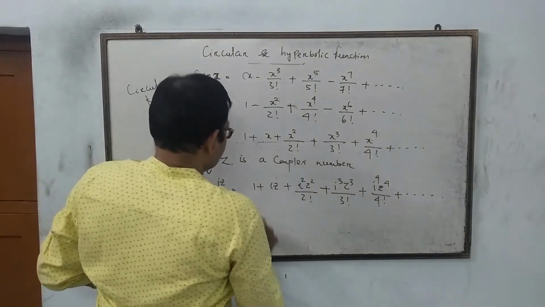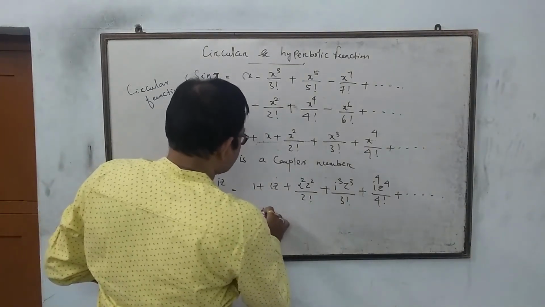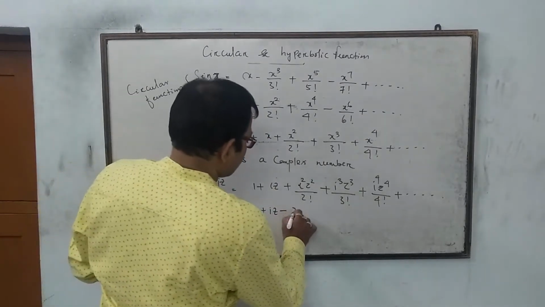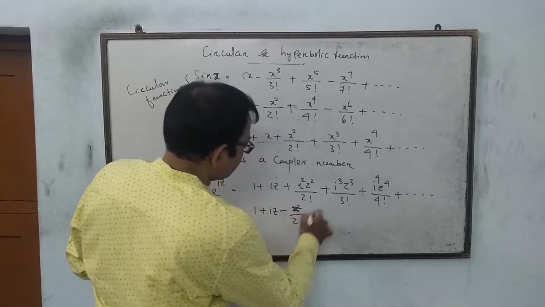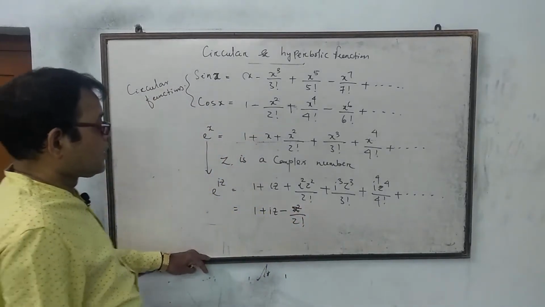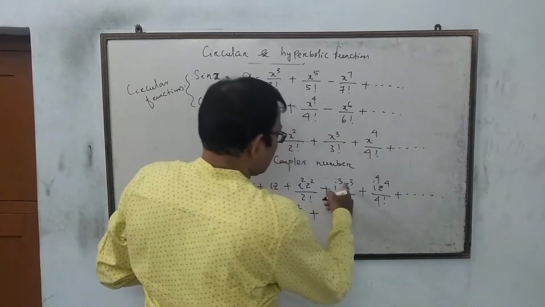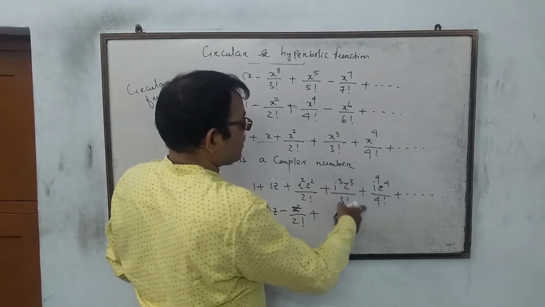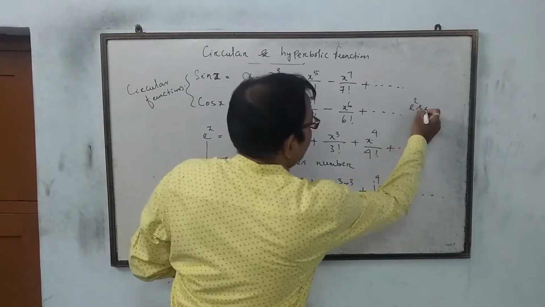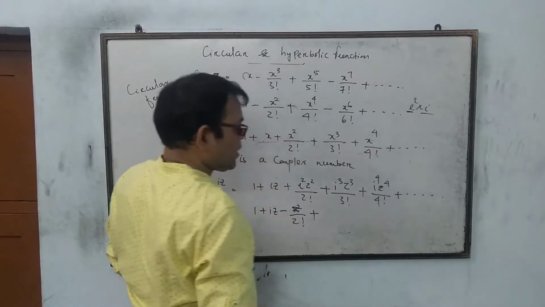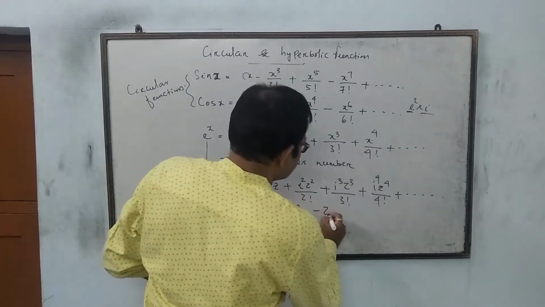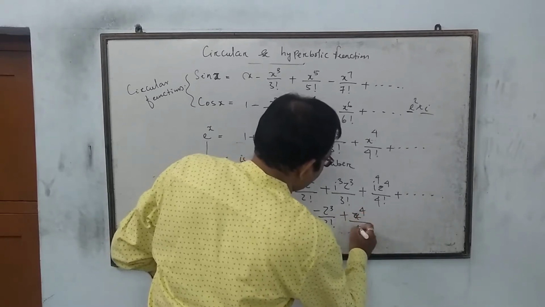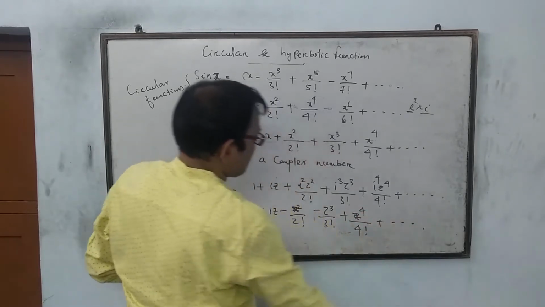What is the value now? Yes, we can write here 1 plus iz, i square is minus 1, so minus z square upon 2 factorial, then plus i cube z cube, i cube is i square into i, minus 1 into i, minus i, so this is minus i z cube upon 3 factorial plus z to the power 4 by 4 factorial. In this way it will be extended.